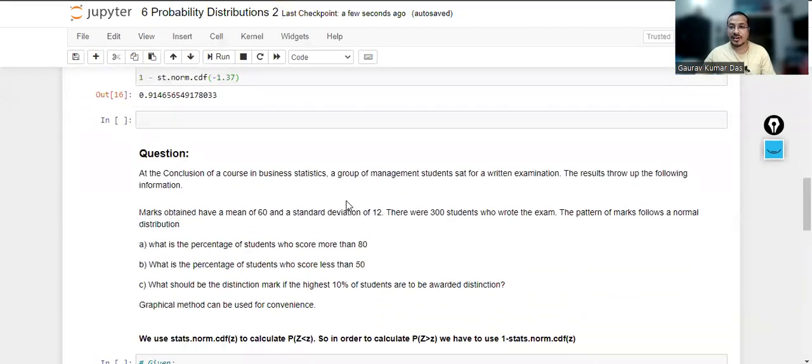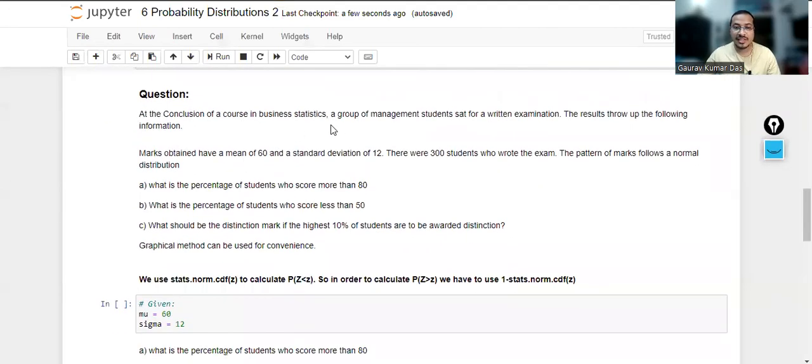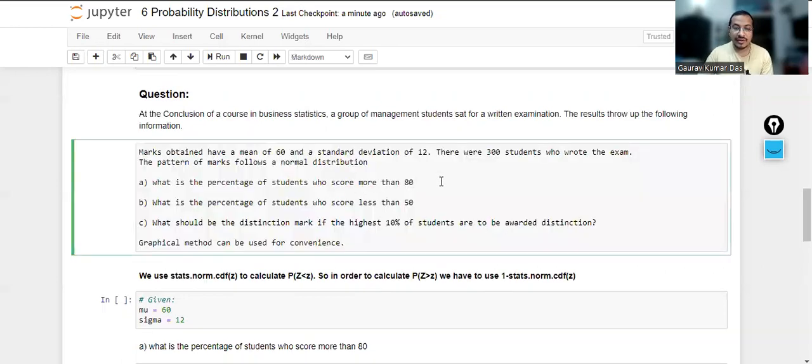Okay, so now let's take another example. At the conclusion of a course in business statistics, a group of management students sat for a written examination. The results throw up the following information. Marks obtained have a mean of 60 and a standard deviation of 12. There were 300 students who wrote the exam. The pattern of the marks follows a normal distribution. It is already given. What is the percentage of students who scored more than 80?